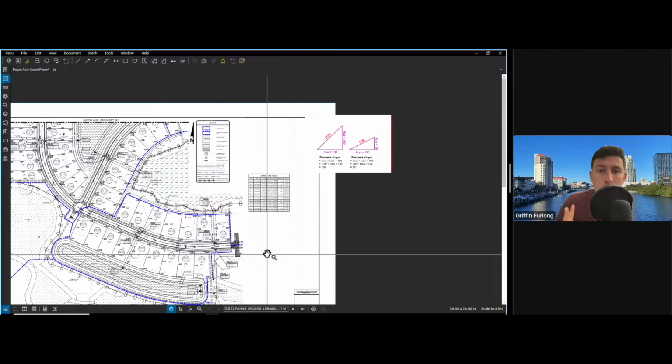Okay, the number two golden rule of grading is that you have to understand your toolbox. You have to understand what typical slopes you're using.